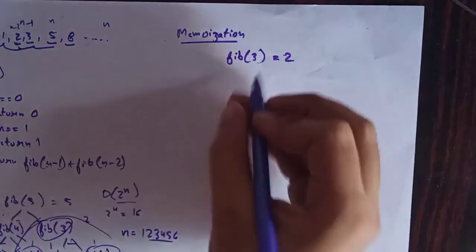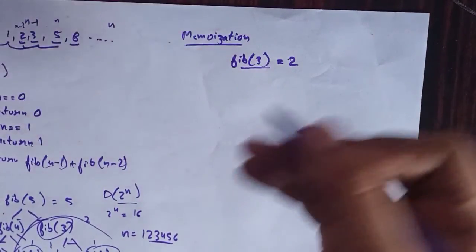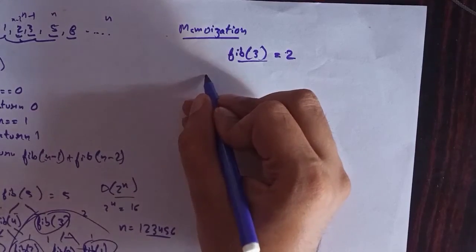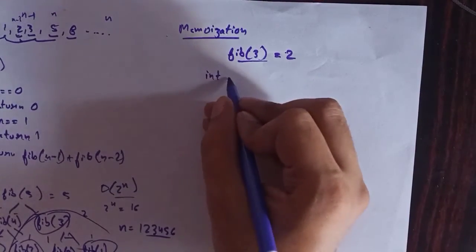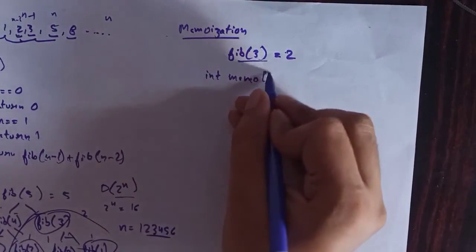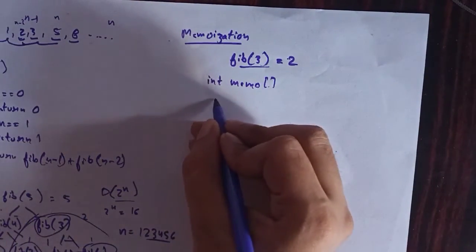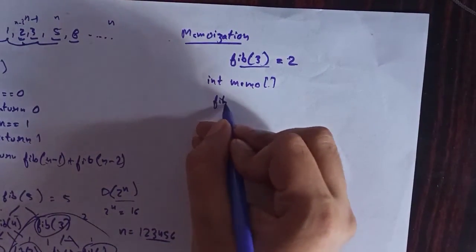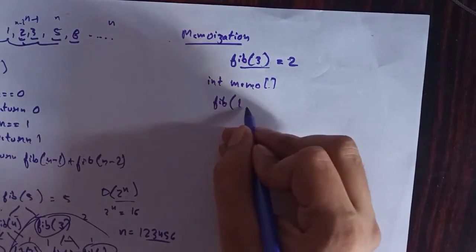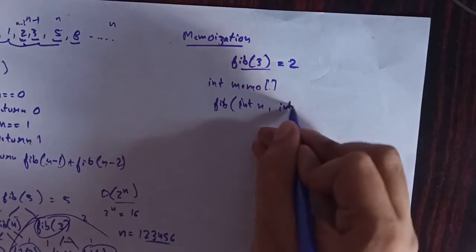And that's it. There is a solution. In order to implement it, let's see the program. We declare a basic array, a blank array memo, and we pass it in our Fibonacci function, with n and memo.